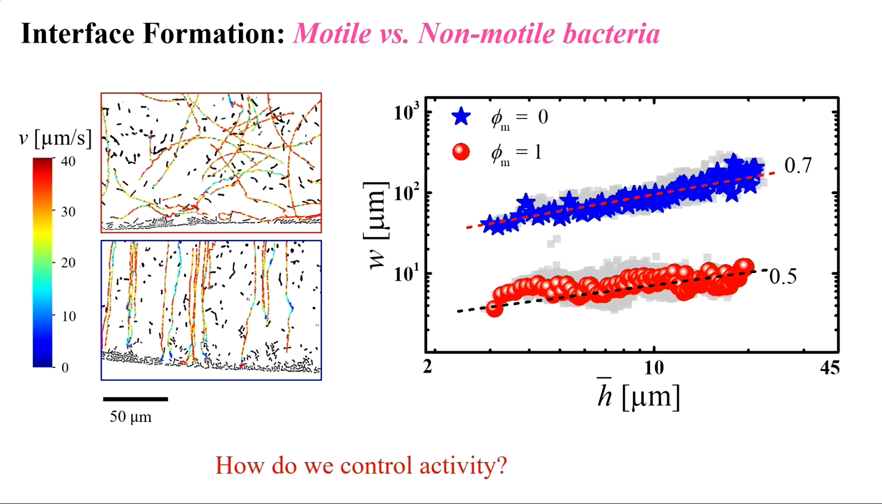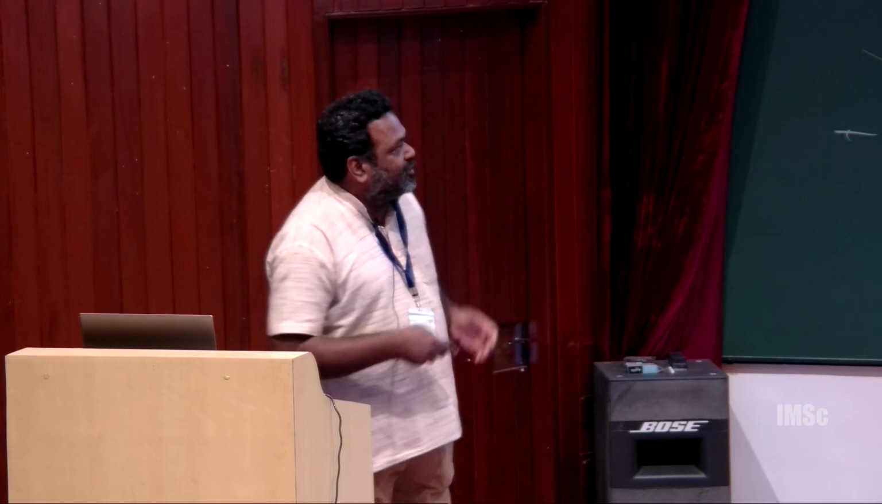Right. So if we really want to identify whether such a transition really exists, the ideal approach is to think about systems which have different activities, or populations with different fractions of active system in a suspension, right? So how do we do that?